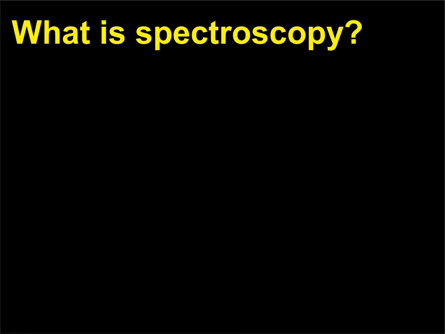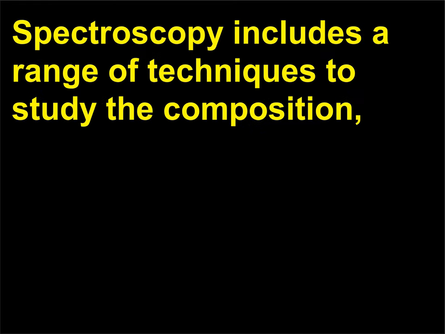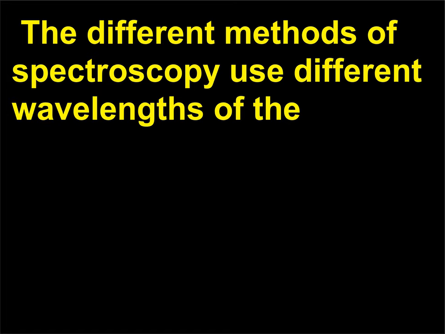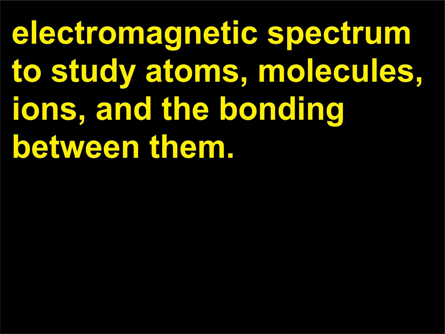What is spectroscopy? Spectroscopy includes a range of techniques to study the composition, structure, and bonding of elements and compounds. The different methods of spectroscopy use different wavelengths of the electromagnetic spectrum to study atoms, molecules, ions, and the bonding between them.